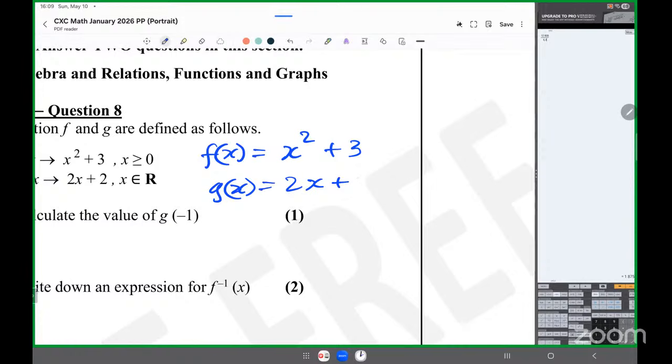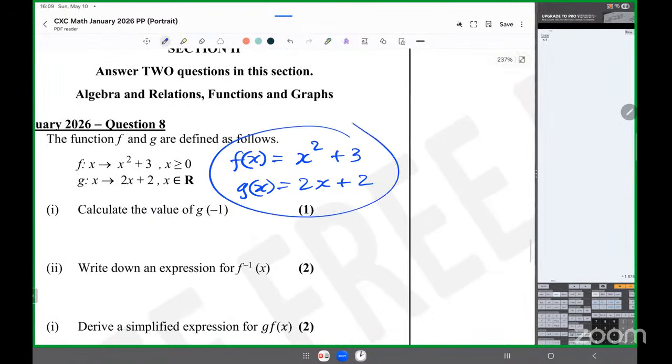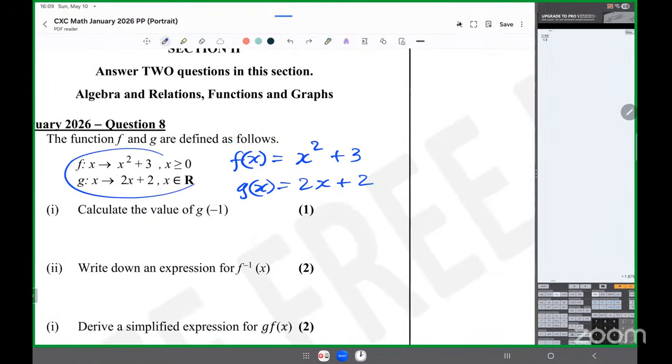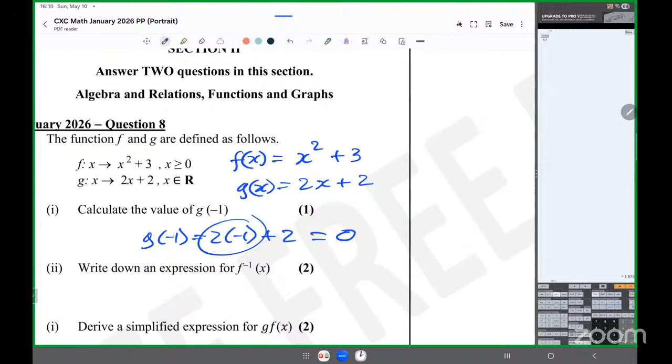Same thing. So that's what we are familiar with. That's what they give mostly. But yes, they can give it like that as well. And I want g of -1. So I'm going to put the -1 in that. So g of -1 becomes 2 times -1 plus 2. That becomes 0. That's a -2, and -2 plus 2 is 0.